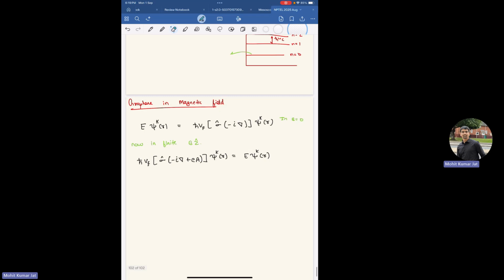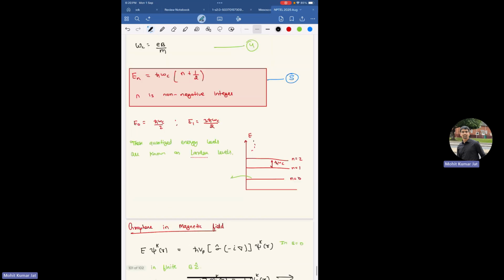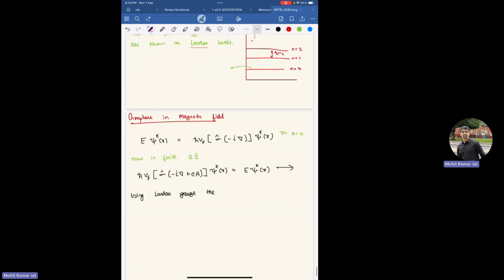Using now this Landau gauge, the solution of this equation has a generic form. Let me write it using the Landau gauge. The earlier equation I called equation number 5, this is equation number 6, and this is equation number 7. Using the Landau gauge, the solution of equation 7 has the generic form.